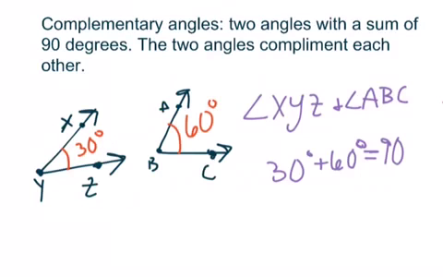Okay, complementary angles are two angles with a sum of 90 degrees. The two angles complement each other. That's how I want you to think about it. They complement each other right there. So right here we have this angle, XYZ, and then angle ABC. And you add them together, they're going to equal 90 degrees. So they are complementary.